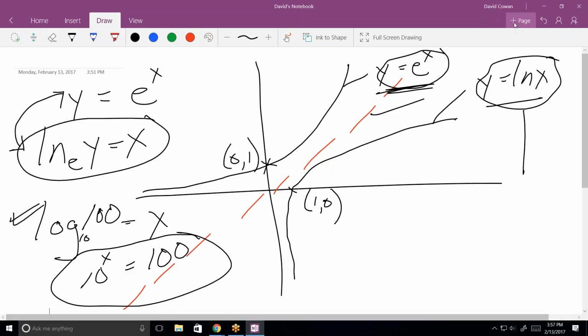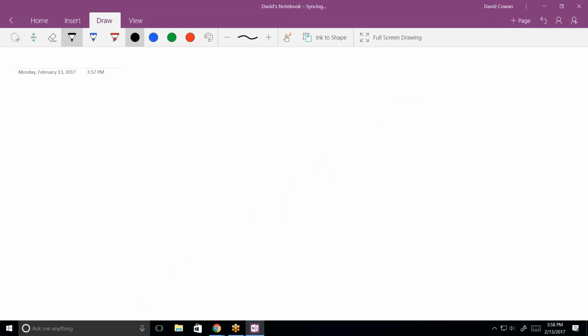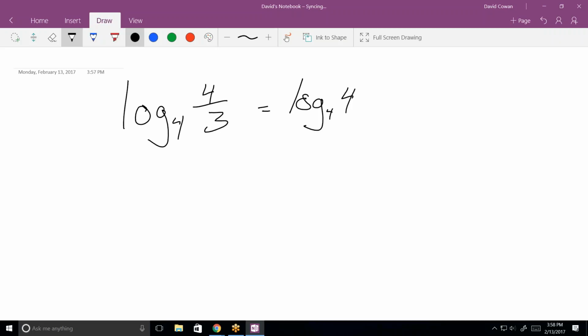Time for one more, maybe 2 more. Expand that expression as much as you can. Okay, so you have log base 4 of 4 minus log base 4 of 3. What's that equal to?